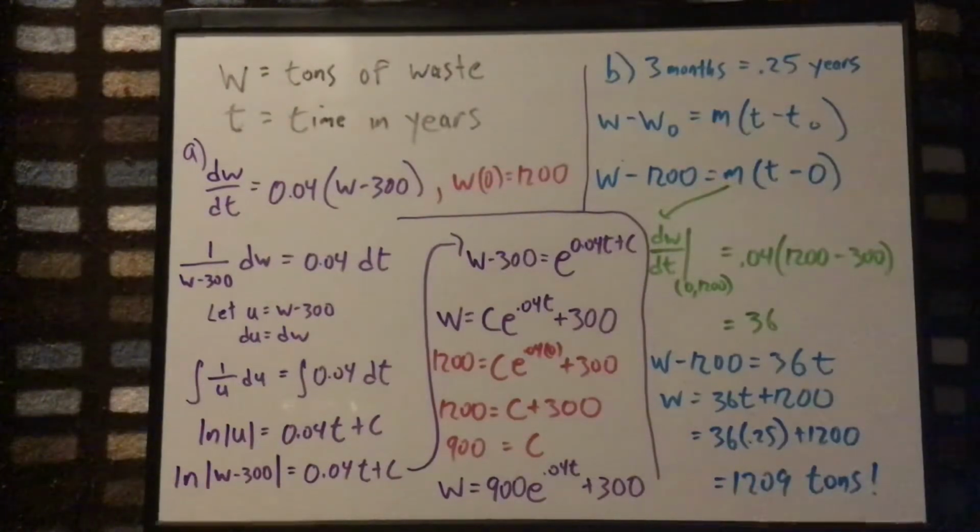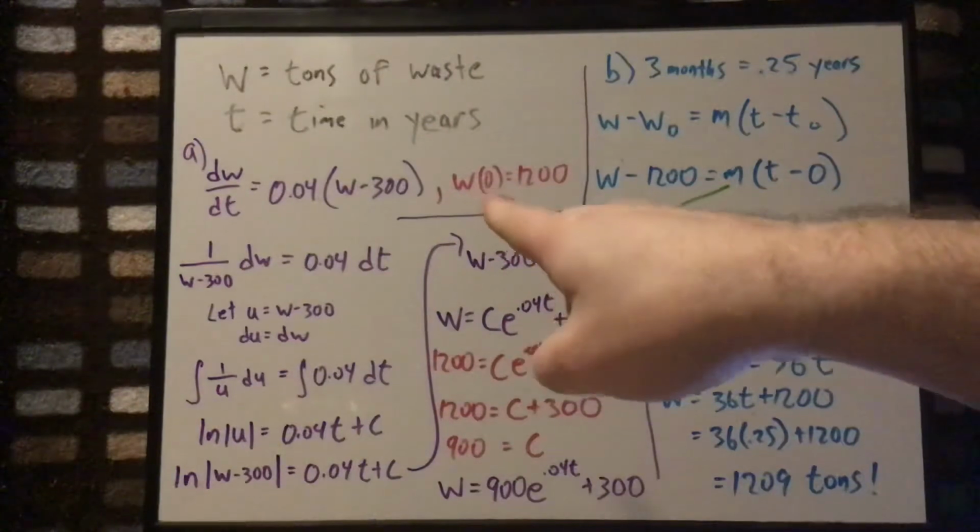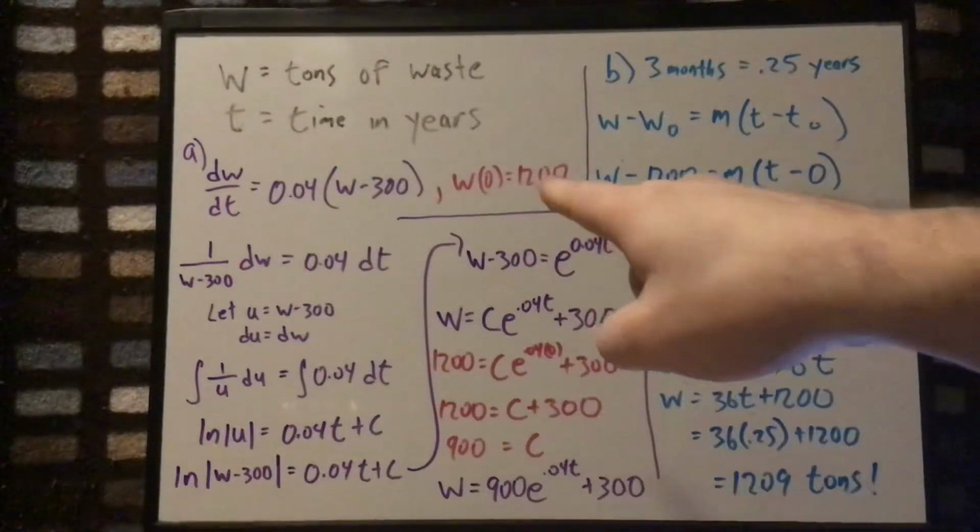Now, they want me to make the tangent line approximation from t equals 0. So over here, that's my initial condition. When t is 0, w is 1200.